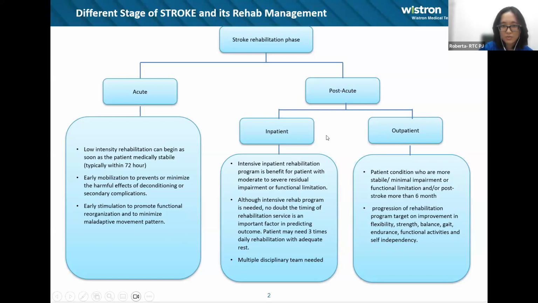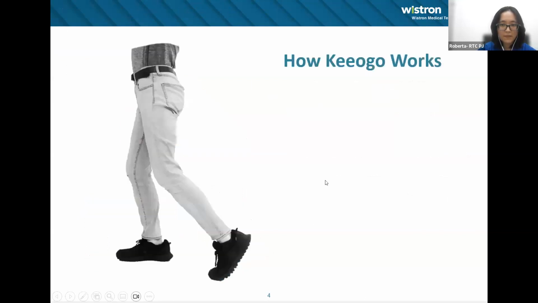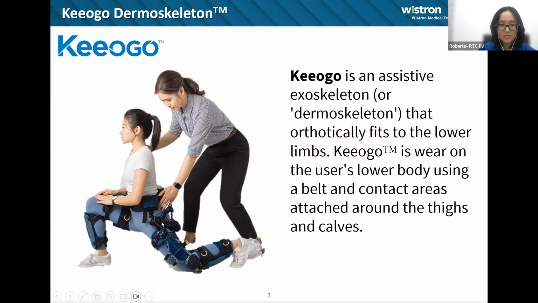Okay, so we will go to Keeogo. I will introduce Keeogo. Keeogo is an exoskeleton, an orthosis that fits the lower limb and that we can put on the patient, which helps them train their gait, their movement pattern, and walking. You can see from the picture here that the Keeogo is totally attached to the patient's thigh and calf.